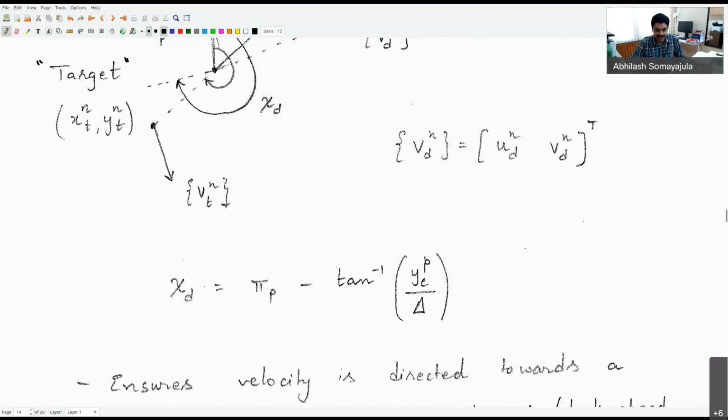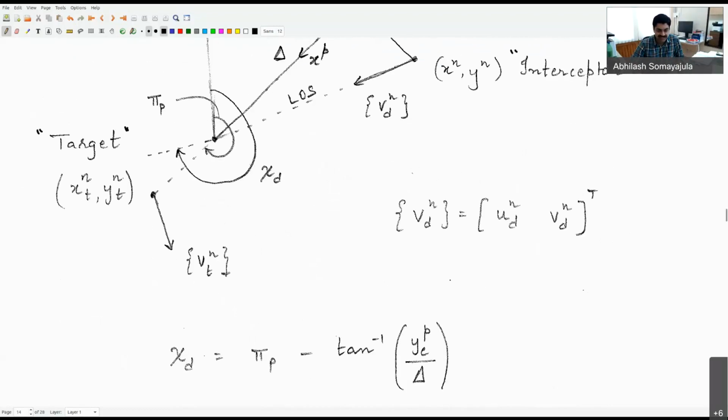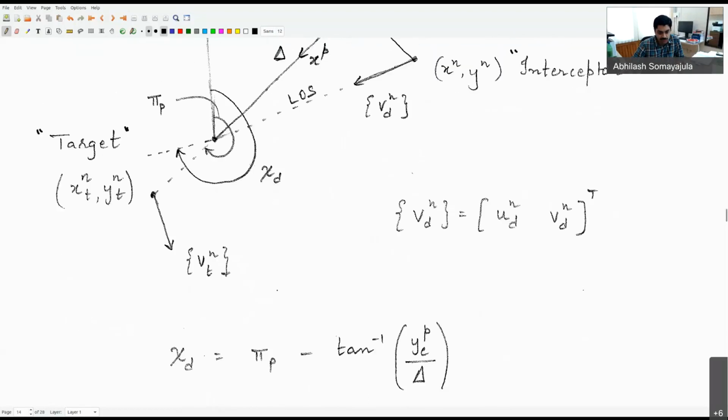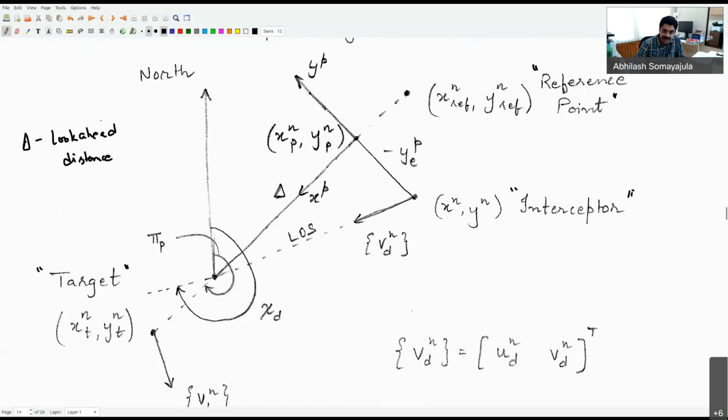Now, we know that this so-called course angle, which is the desired course angle, is the angle between true north and the direction in which the velocity of the interceptor is pointing. We know that angle can be expressed as pi_p, where pi_p is the angle the line joining the reference point to the target makes with the north direction. Whatever difference is left is essentially tan inverse of ye by delta.